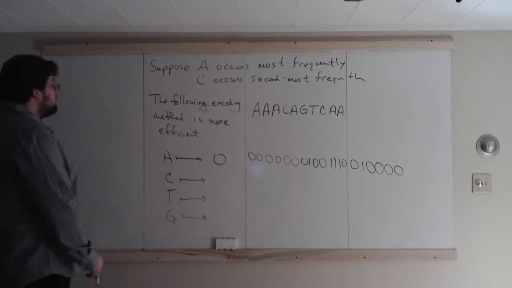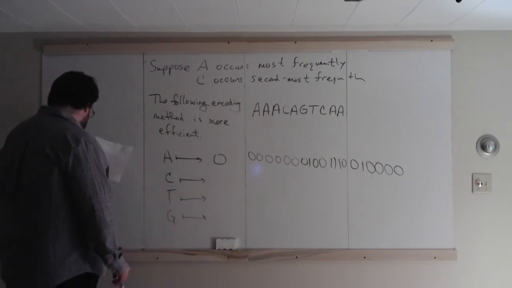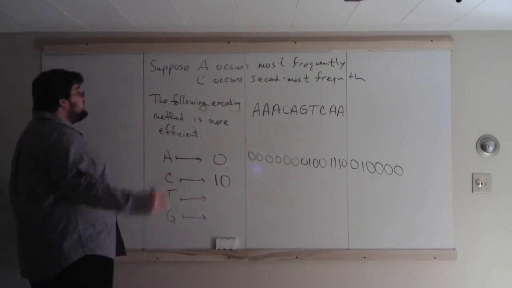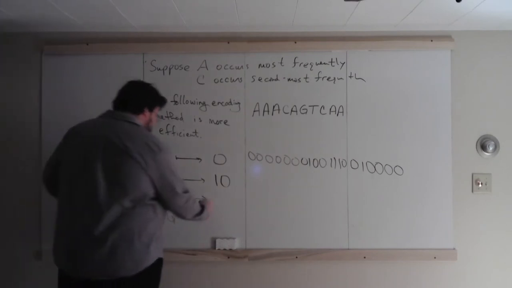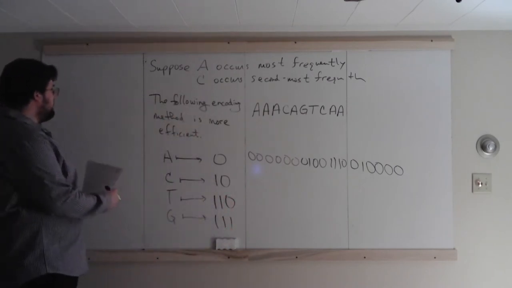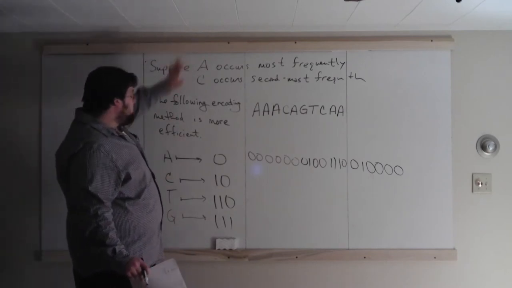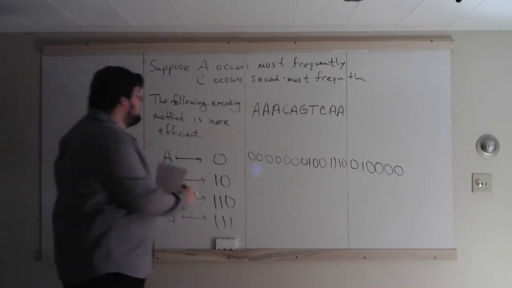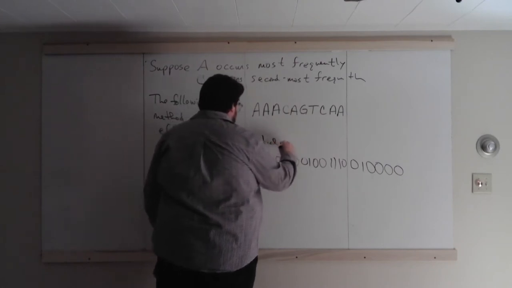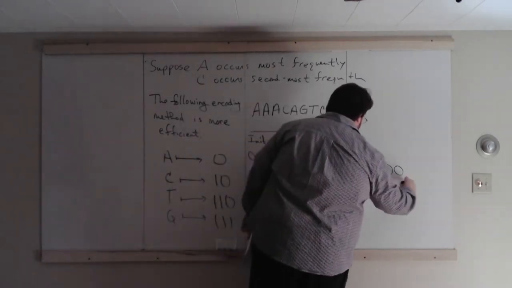So A occurs most frequently, so let's instead use a single character for A. C occurs next most frequently. Let's use two characters for that. T and G occur third most frequently. We will use three characters for those. So we would expect that this might be more efficient based on this information up here, and we will show that it is. So this is the initial encoding. I'll just block this off as the initial encoding.